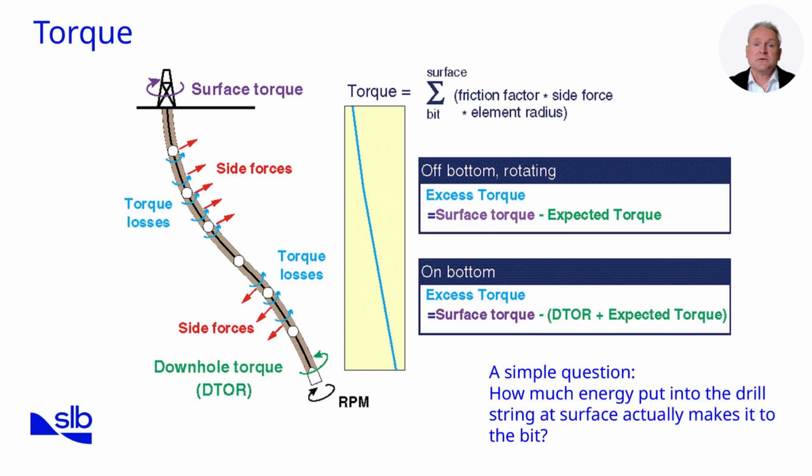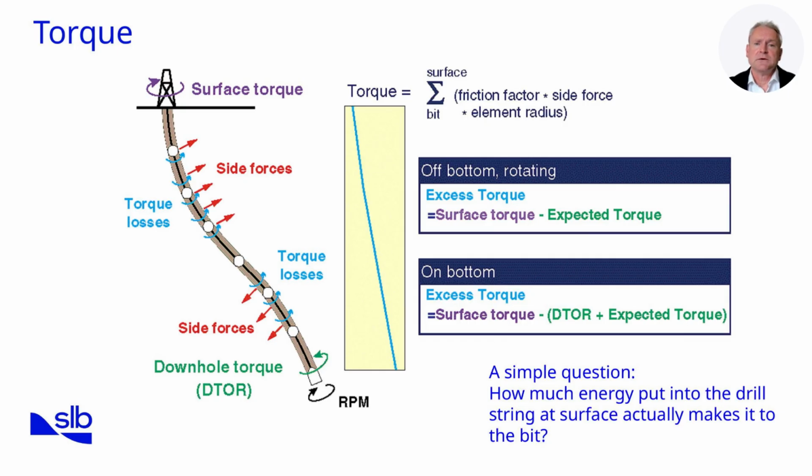The definition of torque is the rotational force applied to the drill string at surface to turn the bit. In practice, not all of this energy reaches the bit because some of it is consumed in overcoming friction along the string. Every contact point between the pipe and the borehole wall contributes to torque losses. These losses increase with well inclination, borehole curvature, and formation roughness.